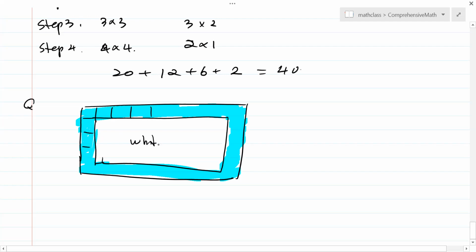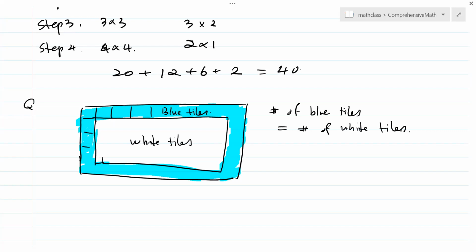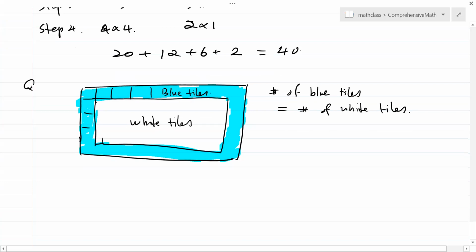White tiles. This is a blue tile, okay? So the number of blue tiles will be equal to the number of white tiles, like that, okay? What is the maximum area in square units that can be tiled?